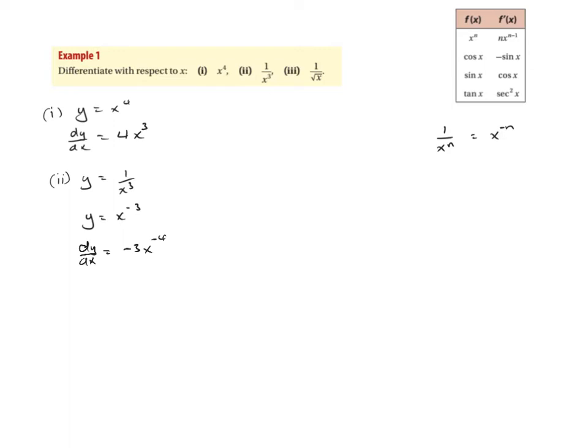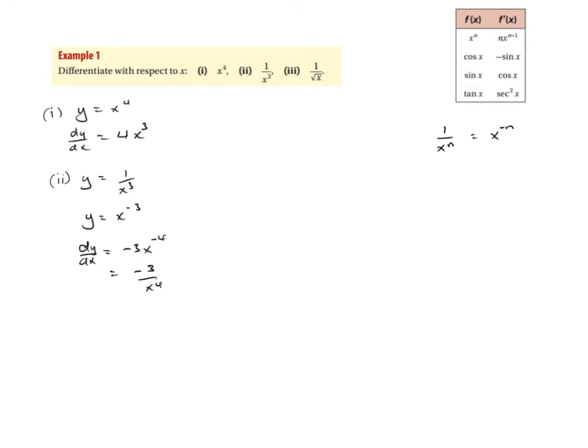Okay, and if I want, I can rewrite it in a different form. I can say that's the same as minus 3 over x to the 4 if I want to take the power back underneath. Generally when we differentiate, we just leave it in this form because it's generally easier to differentiate again. Most of the time, or some of the time, we want to differentiate it twice.